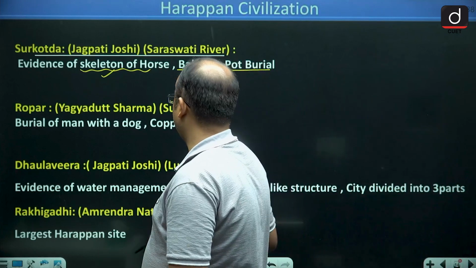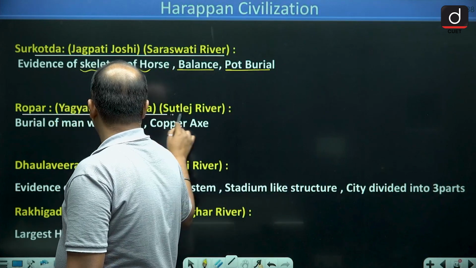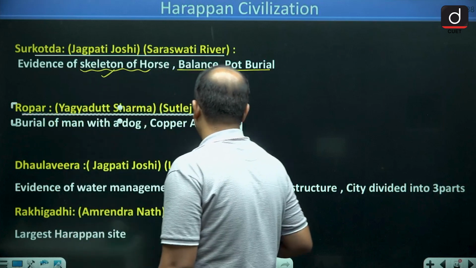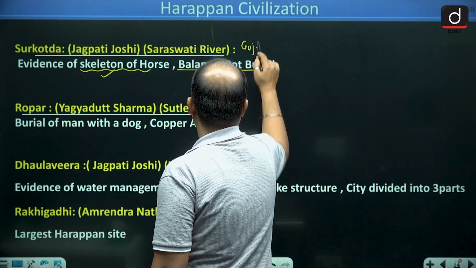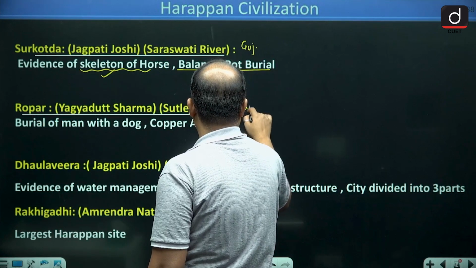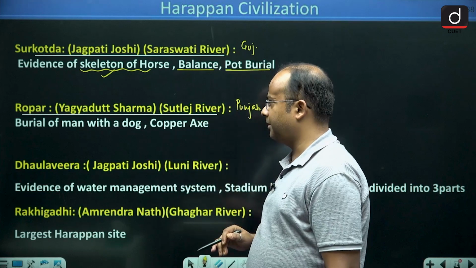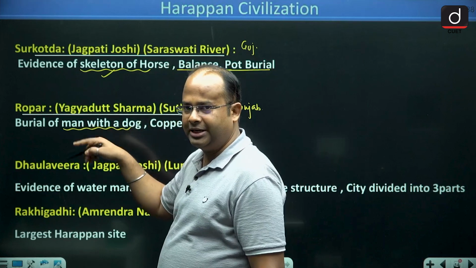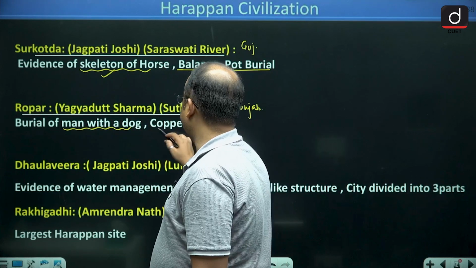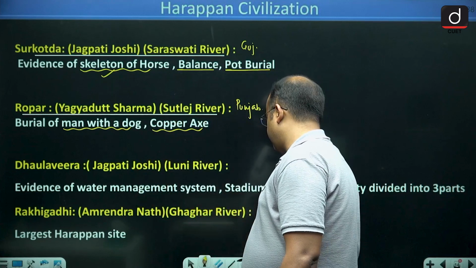Next we have Ropar. Ropar, guys, is in Punjab, on the bank of river Satluj. Surkotda is in Gujarat and Ropar is in Punjab. What we have found? Burial of a man with a dog, that symbolizes life after death, and then we have found the copper axe.